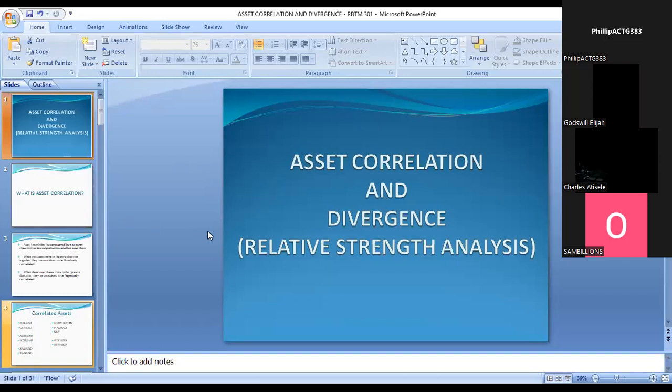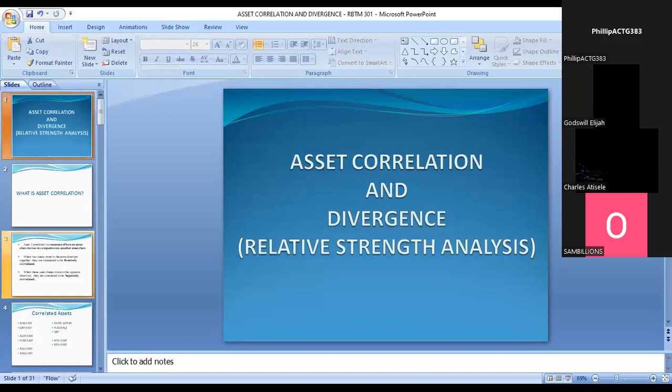What is asset correlation? I'll just do a little slide and then we'll jump into the chart. What is asset correlation? Asset correlation is a measure of how an asset class moves in comparison to another asset class. Now, we know that we have several asset classes. We have several assets in the market.